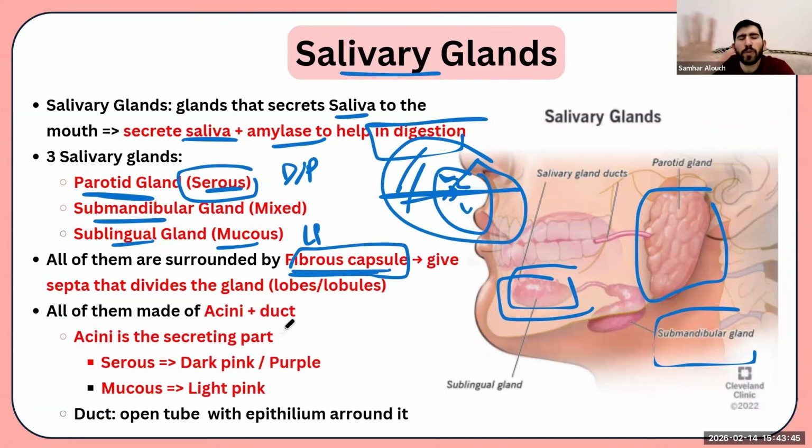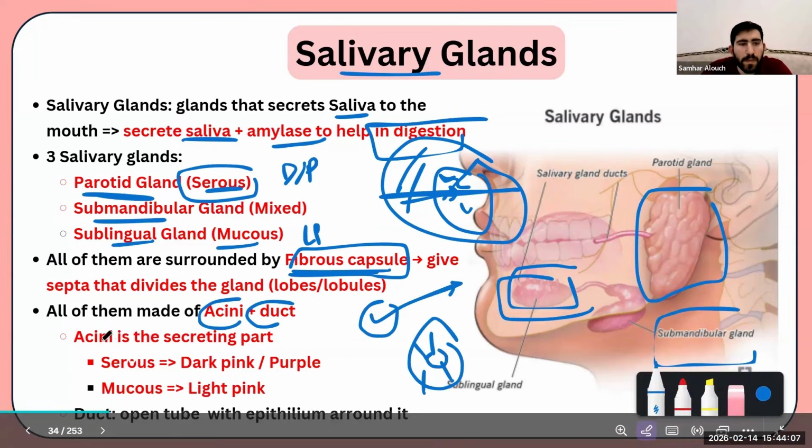All of these glands, I hope you know this by now because I think it was in foundation. Any gland is made of acini and a duct. Acini is the part that actually gives the secretion, the saliva itself. The duct is the part that transmits it to where it should be. So if the acini is serous, it's going to be dark pink or purple. If it's mucus, it's going to be light pink. The duct is like an open tube with epithelium and cells around it.